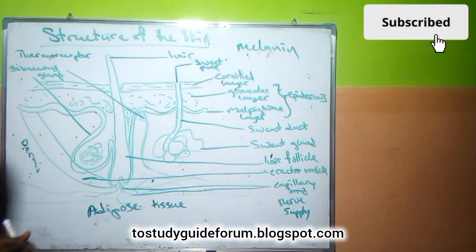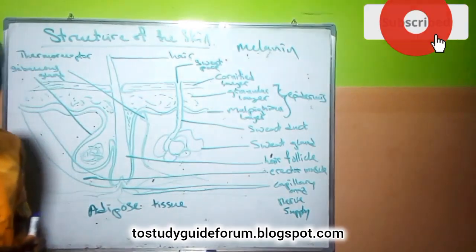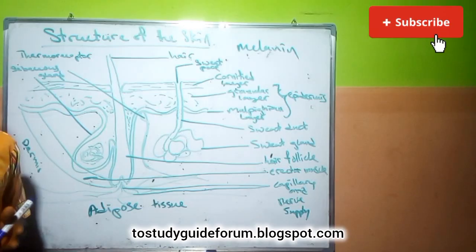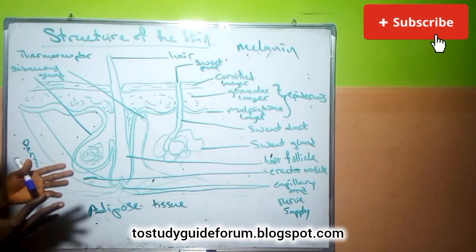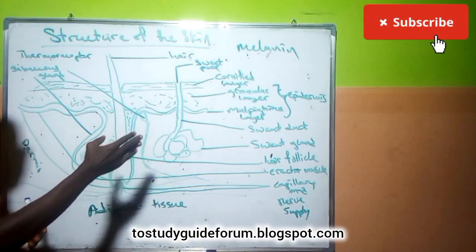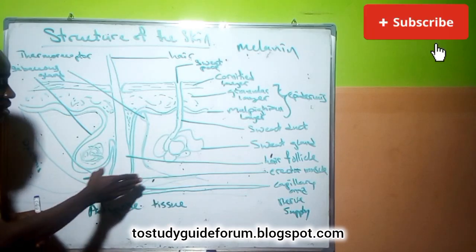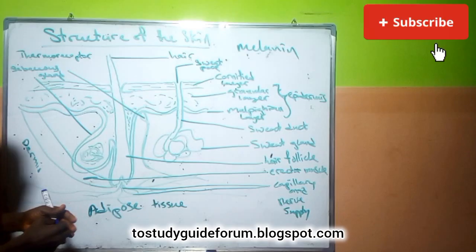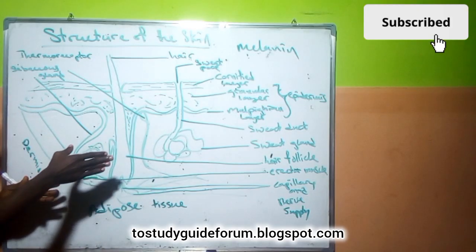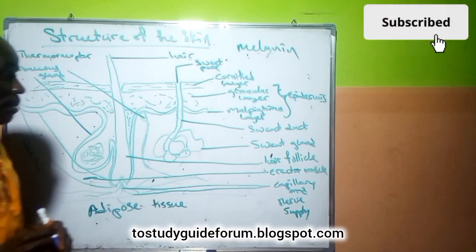Now, another thing you should note about this Malpighian layer is that since it's living, it needs some nutrients and oxygen to survive. The oxygen and nutrients the Malpighian layer requires for its activities are supplied by the blood capillaries we have around the dermis.